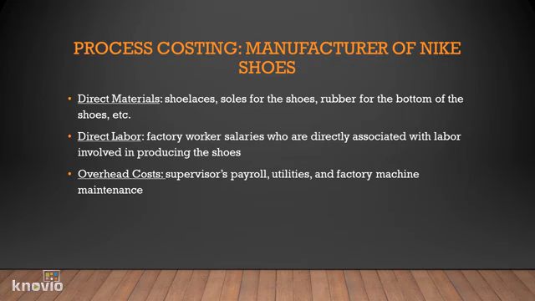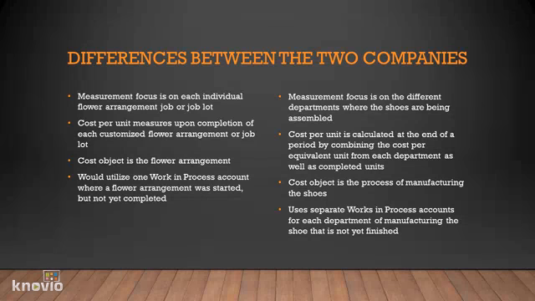For process costing, I'm using an example of the manufacturer of Nike shoes. For direct materials, it's going to include shoelaces, soles for the shoes, rubber for the bottom of the shoes, etc. For direct labor, we're going to add in the factory worker salaries who are directly associated with the labor involved in producing the shoes. And then overhead costs are going to be supervisors' payroll, utilities, and factory machine maintenance. Secondly, I'm going to talk about the difference between the two companies.